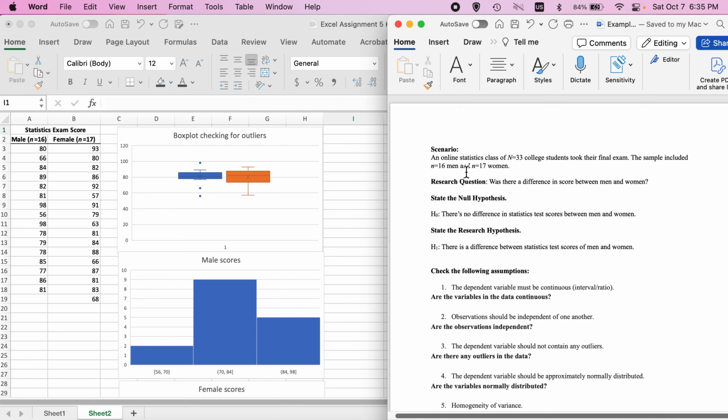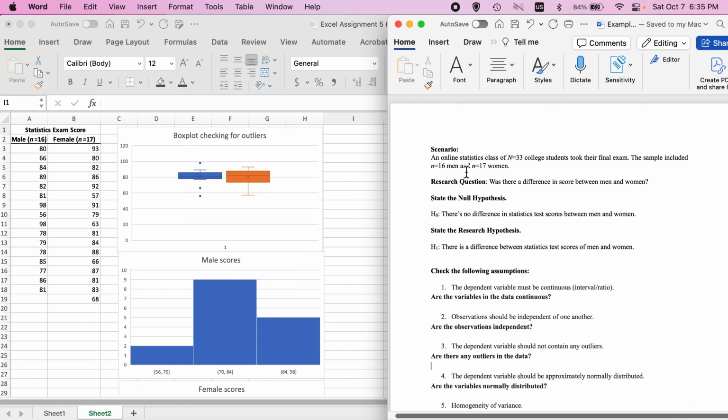You have 33 college students taking their final statistics exam. You have 16 men, 17 women. I do want to make sure that you understand I want this course to be inclusive, but I just used male and female here because it's a t-test. So we need two groups. This was a quick example, and I just wanted to make sure I stated that in this video for you all.